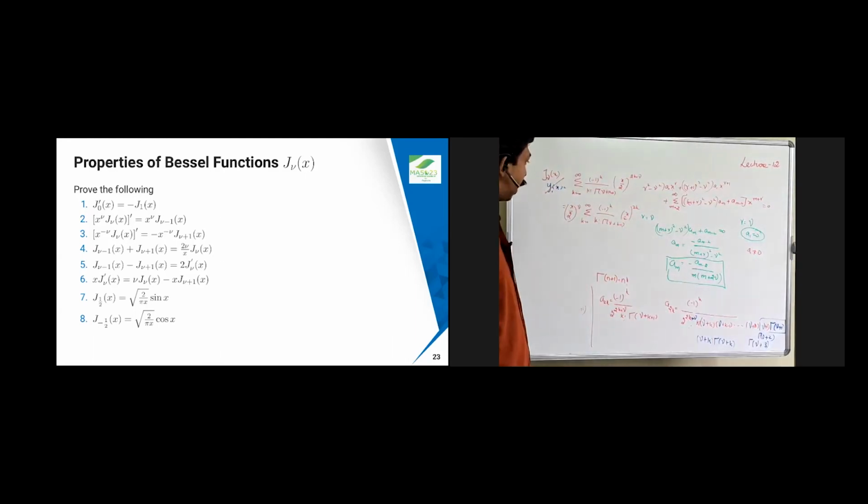One of these problems will be asked in the Saturday exam. And j minus half of x, similar kind of thing, you can prove that this is going to be square root of 2 pi by x into cos x.